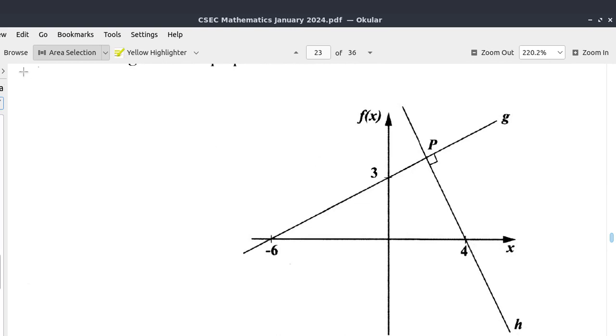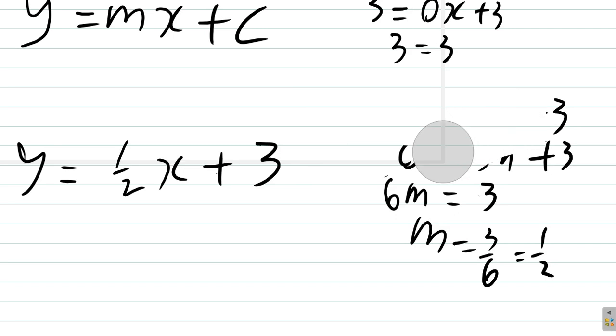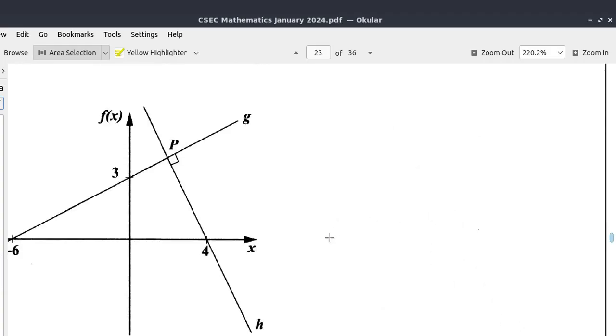Now, H passes through the point when x equals 4 and y equals 0, right? And it is perpendicular to the line G. So let's use those pieces of information to see what we could get. We have the equation here of line G. Let's just label it. So that's line G, right?